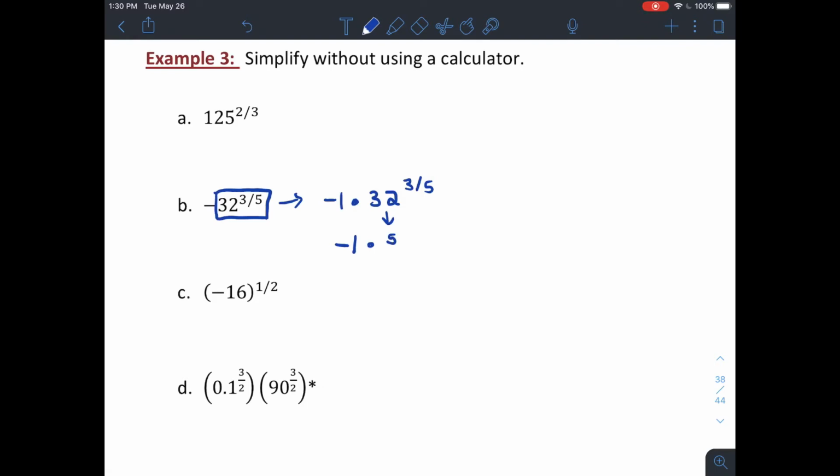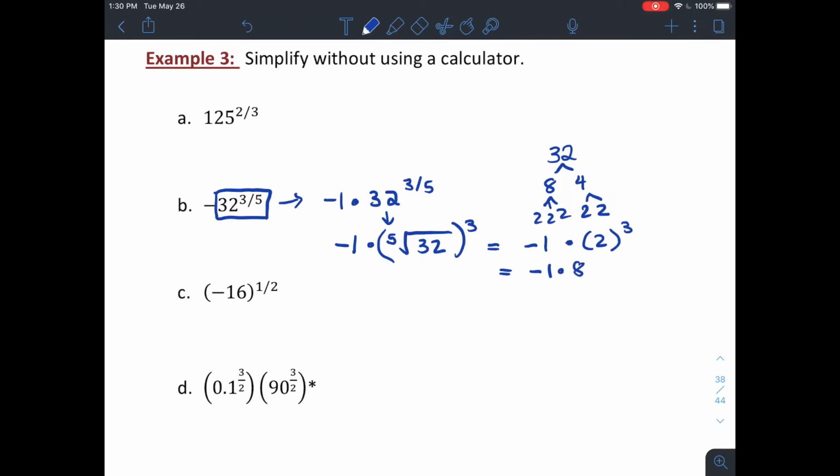So I'm going to have my negative 1 outside, and then I'll have my 5th root of 32. I think it's easier just to cube it on the outside so that I can break down 32, which is smaller, instead of 32 cubed. So if I do break that down, there are 5 factors of 2, so the 5th root of 32 is just 2. And then I still have to take that to the 3rd power, which gives me negative 8.